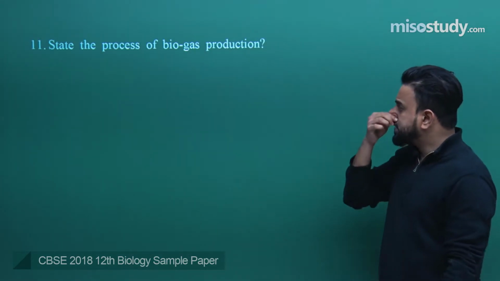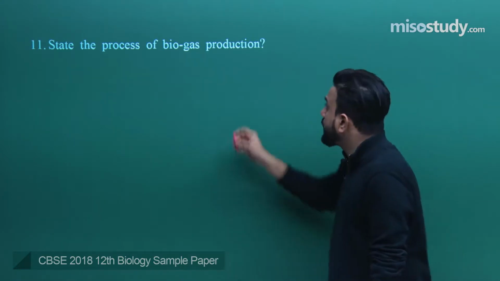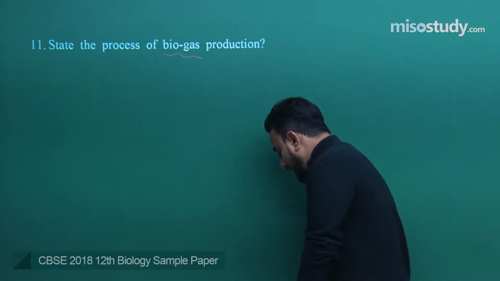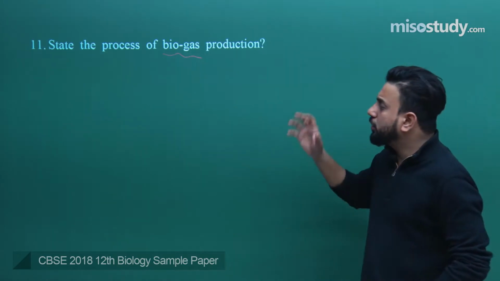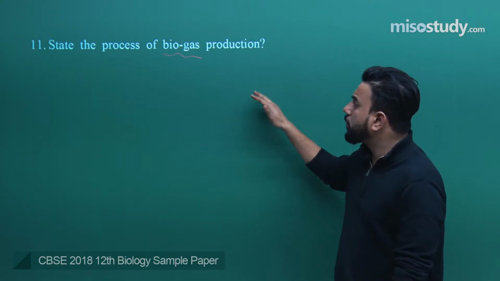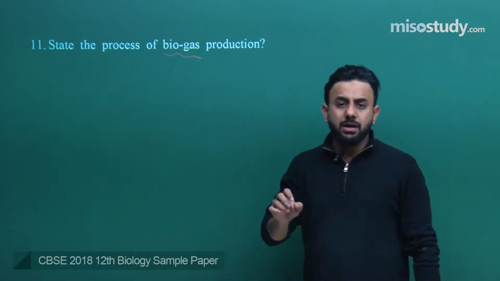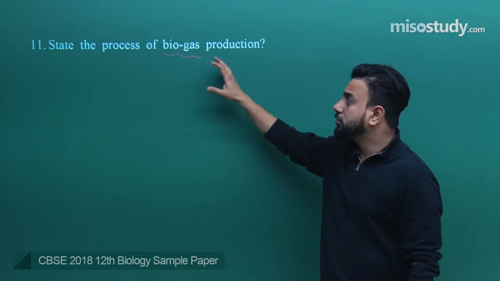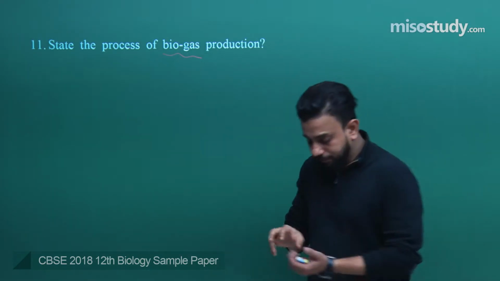So question 11: state the process of biogas production. This is mainly asking how the biogas is going to be produced. First of all, what is a biogas? I will explain the whole thing, starting from the logic, what a biogas is, how it is produced, what it can be used for. But when you are writing, since this is a short answer of 3 marks, you have to stick to the topic.